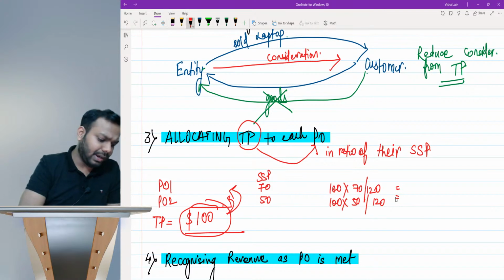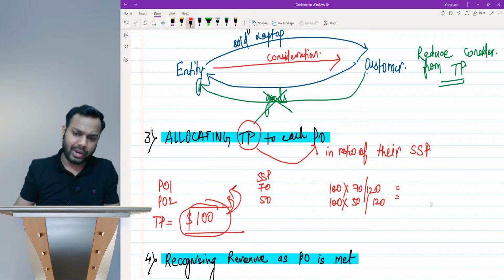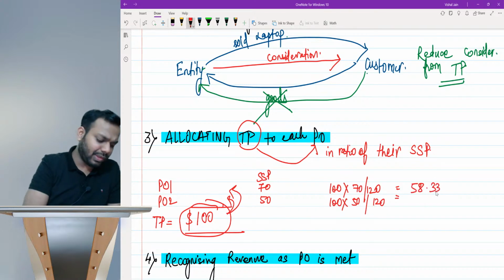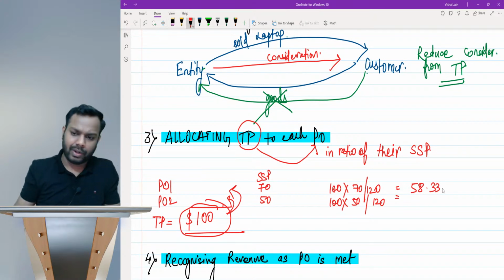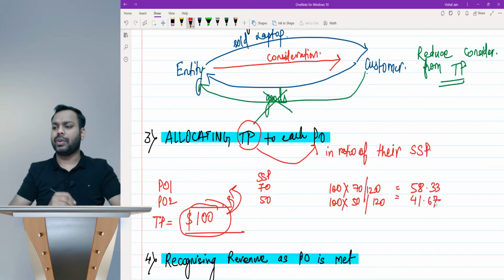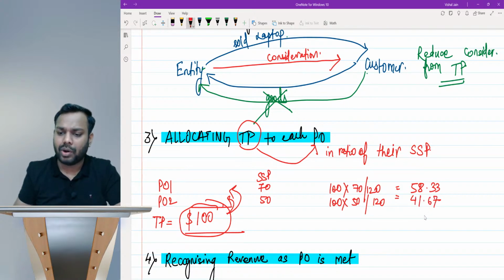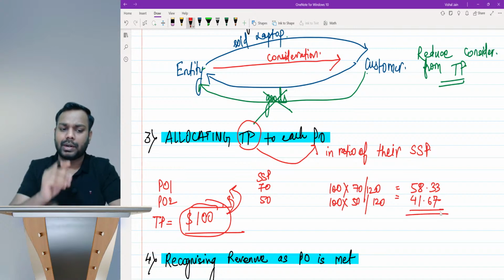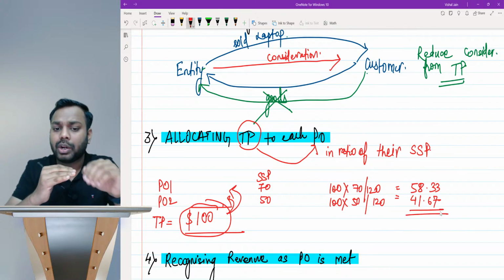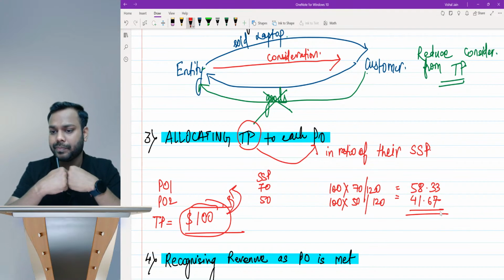So 100 multiplied by 70 divided by 120 is 58.33, and here the allocation comes up 100 into 50 divided by 120, that is 41.67. So this is how the transaction price has to be allocated to each of the performance obligations. Is that clear to all?